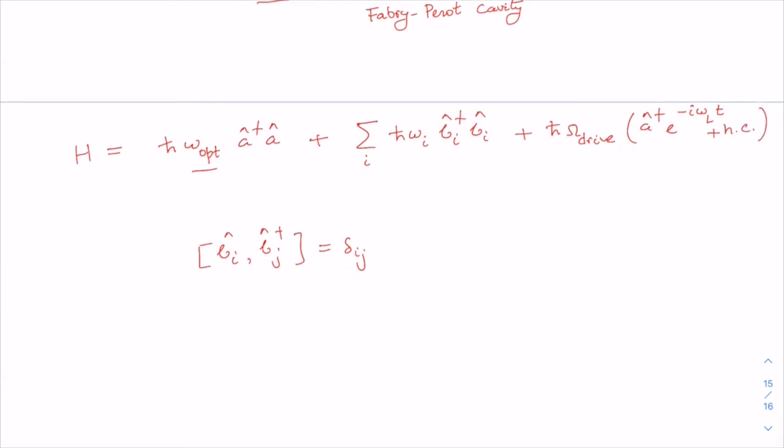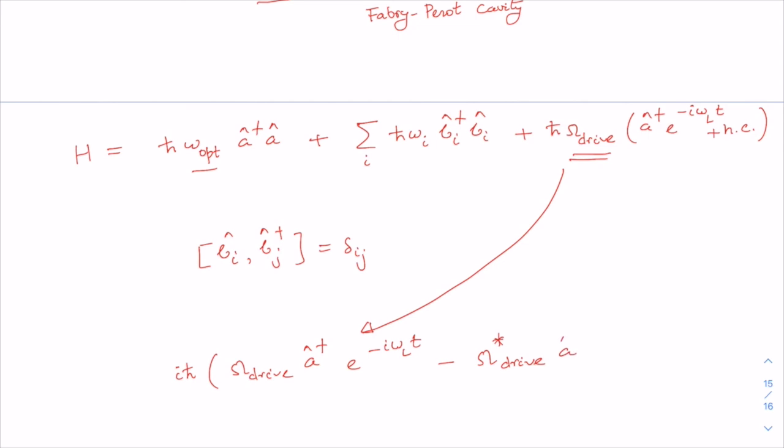And many times this particular term people write in this form also, say I H cross omega drive, because here the drive amplitude is considered to be a real quantity, but it may be a complex quantity because it has a phase part. So people write it in this form also: omega drive A dagger e to the power minus I omega L T, minus omega drive star A e to the power I omega L T. Alright, so this is another form, and in fact it is the most general form, and maybe let us consider this particular form rather than this one here.